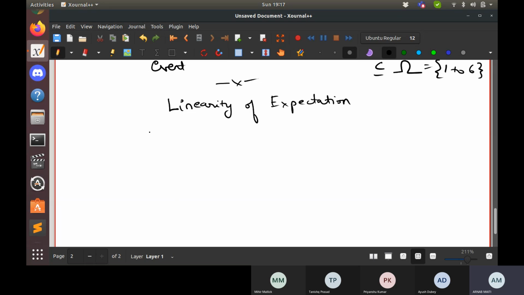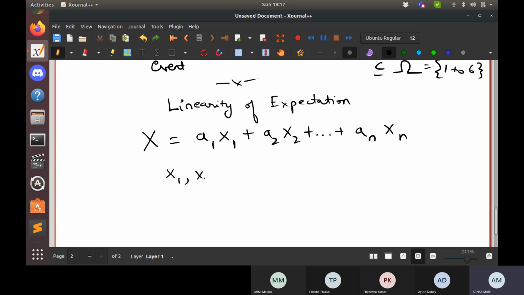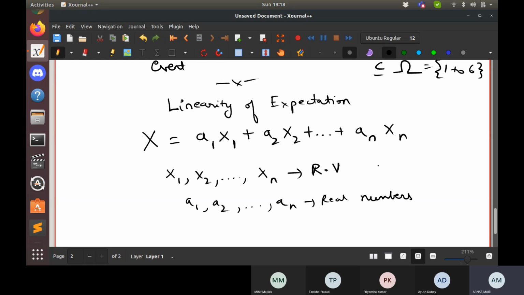Okay. So suppose your random variable X is a linear combination of some other random variables. Here X1, X2 up to Xn are some random variables. Random variables, in short, I'll be writing as RV. And A1, A2 up to An are some real numbers. So we have this.